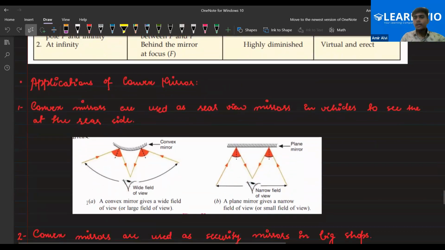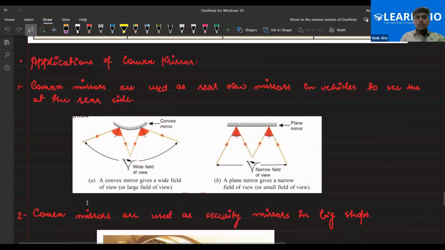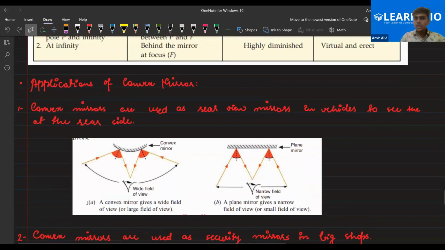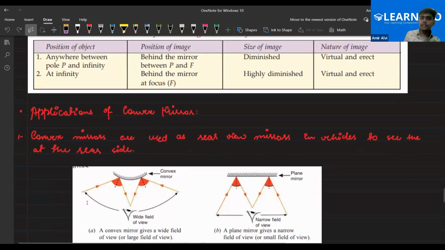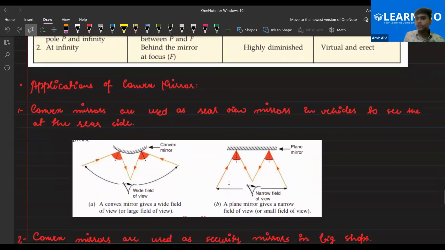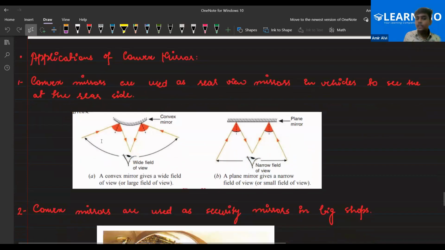Okay, so now let's understand the applications of convex mirror. Convex mirrors are used as the rear view mirror in vehicles to see the objects at the rear side. As you can see, there is a comparison of the plane mirror and the convex mirror. Convex mirrors give you a wide field of view, right? But in the plane mirror, the view is not that broad, right? So that's why convex mirrors are used as the rear view mirror. Is this clear to all of you?